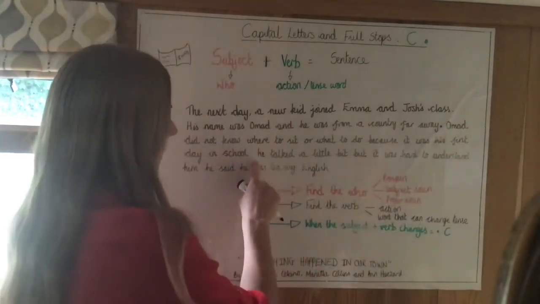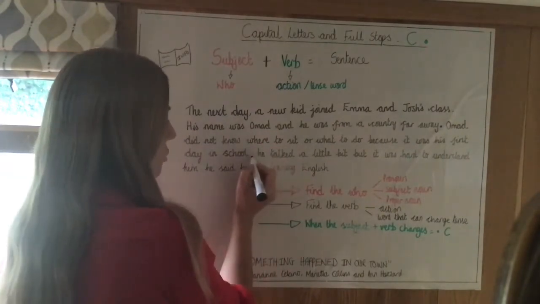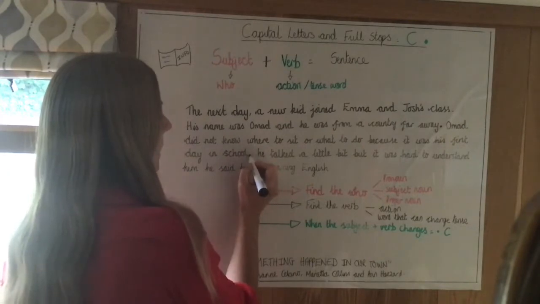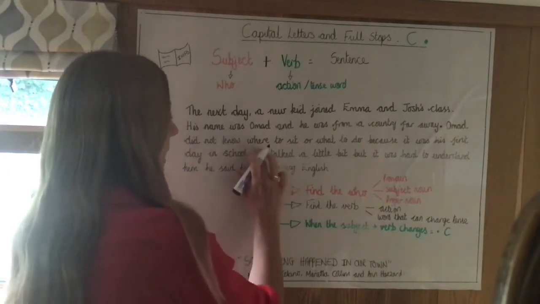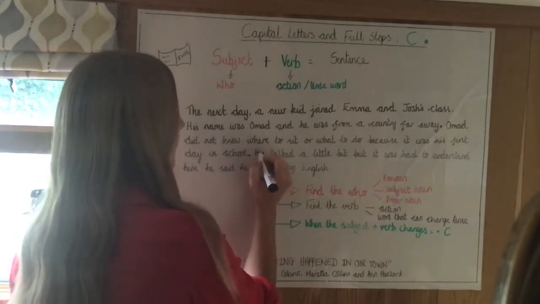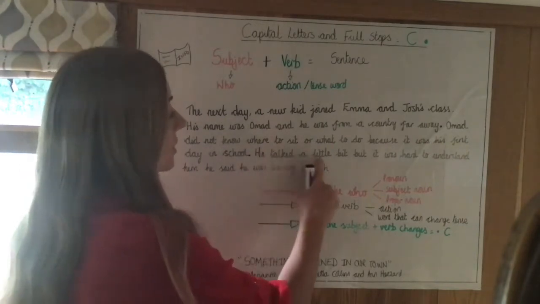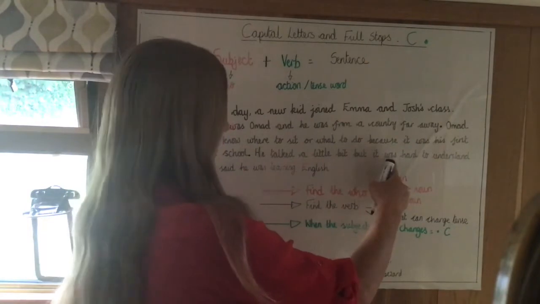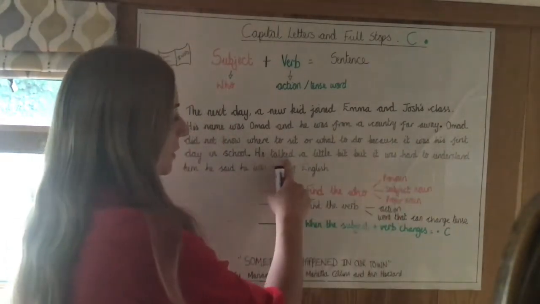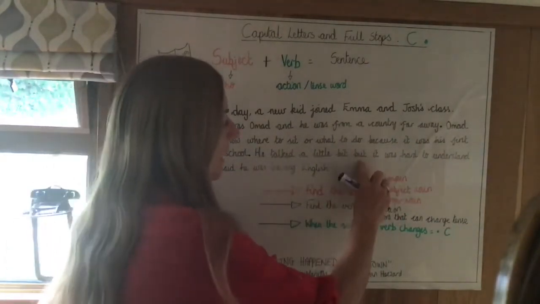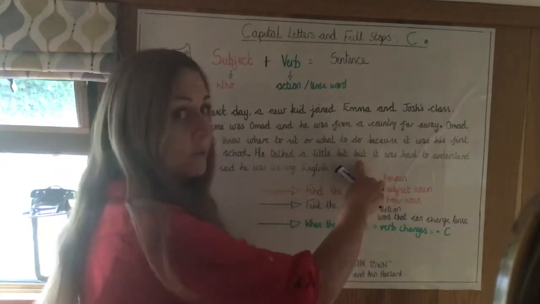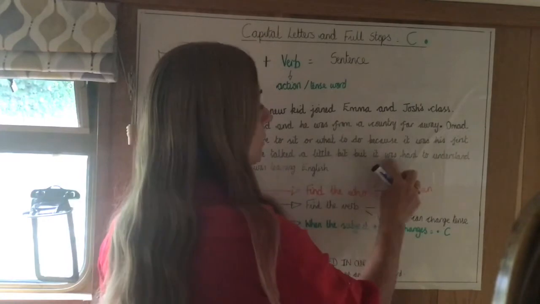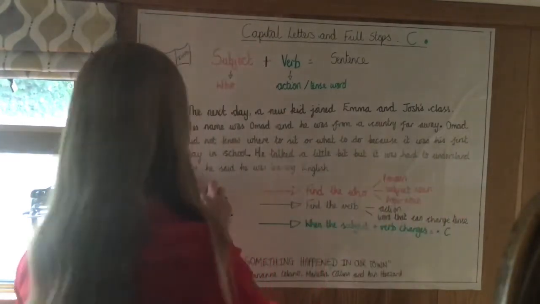But look here, now there is no conjunction joining he, and he is a new subject. So here we have to put a full stop, and here we have to put a capital letter. He talked a little bit, but it was hard to understand him. Here, it and was is a new verb, and he and talked is a verb, but they're being joined by a conjunction, but, so you don't need to put a full stop.